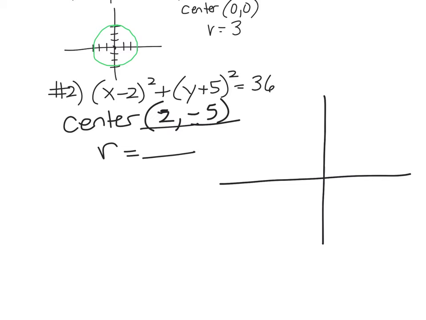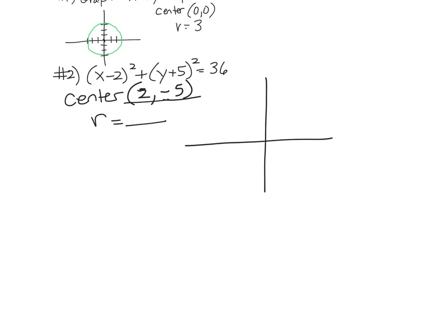Okay? It's kind of like the zeros. Remember when you found zeros? What would make that 0? What would make that 0? 2, -5. Okay? And what's the radius of this thing? 6. Okay. So go to 2, -5.